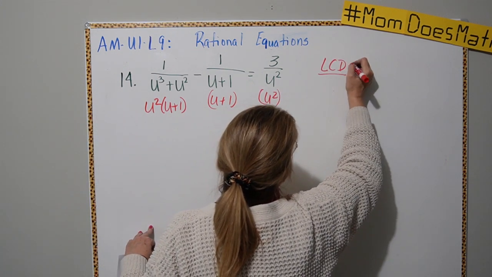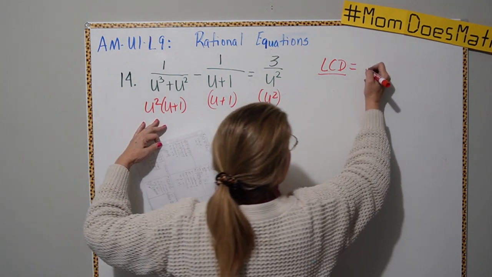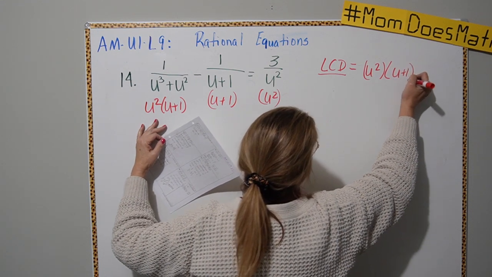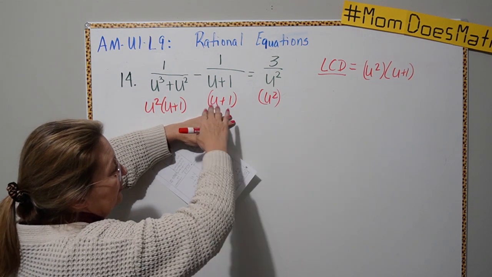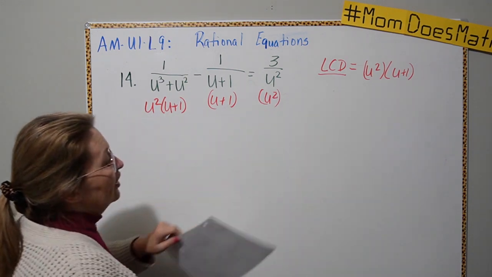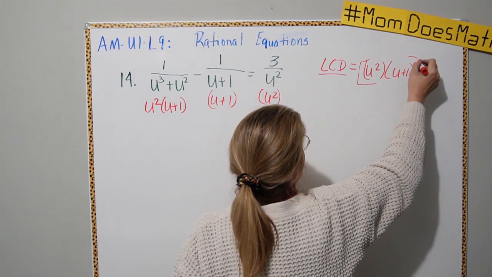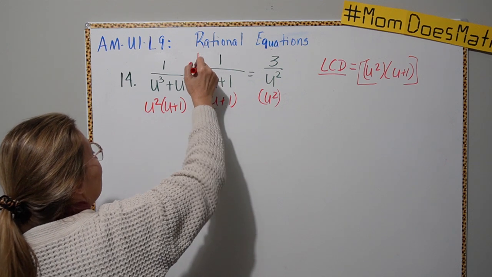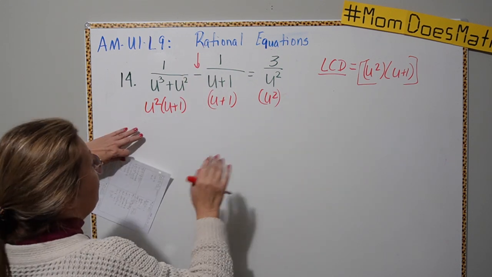Okay, for my LCD, I want to take one of everything. So I start with this. I've got u squared and I've got u plus 1. Now, does this denominator have anything that I don't already have? No. And the same thing with this one. So that is your LCD. Now we are going to multiply this times all three fractions, keeping in mind that this is a minus sign, you know, in case that makes a difference, which it will.